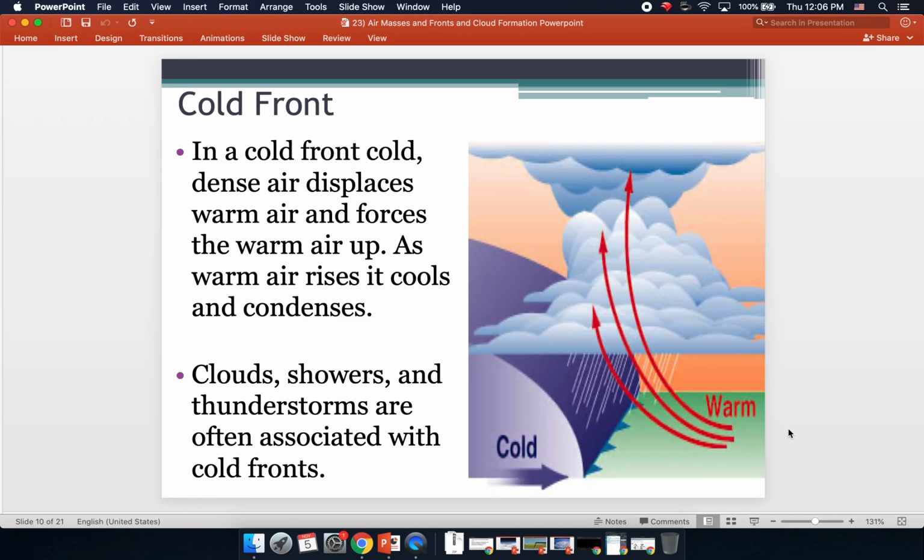All right, now let's talk about the characteristics of these fronts. In a cold front, cold dense air displaces warm air and forces the warm air up. Now remember, the warm air wants to rise anyways, so when this cold air moves in on it, it forces it up even quicker. And the air that's getting forced up also cools off quicker than it would. So you can have rapid cloud formation here. These cold fronts are typically associated with cloudy days, rain showers, and thunderstorms.